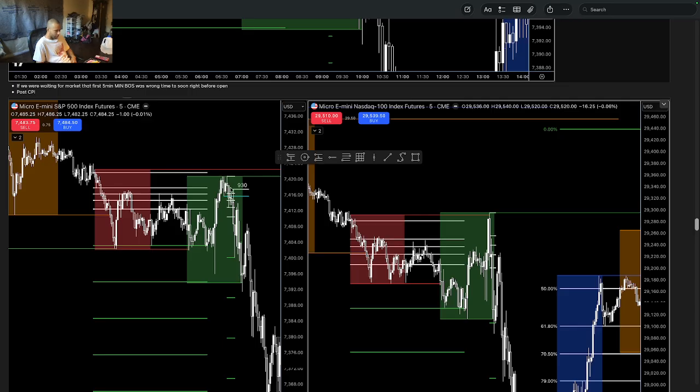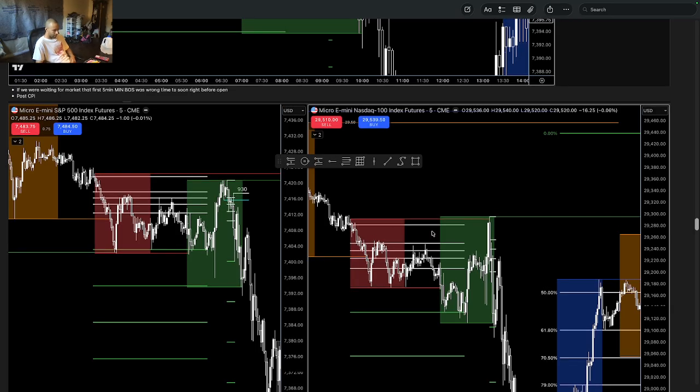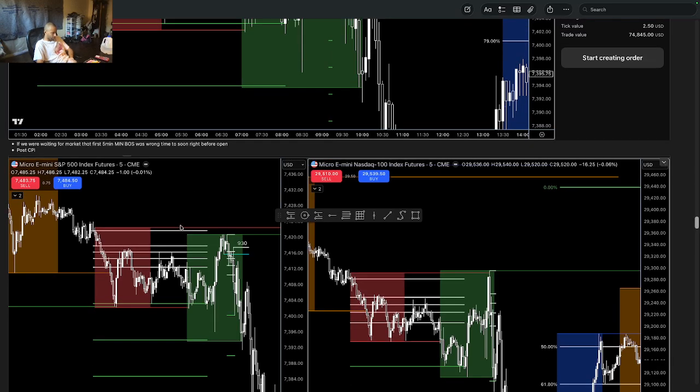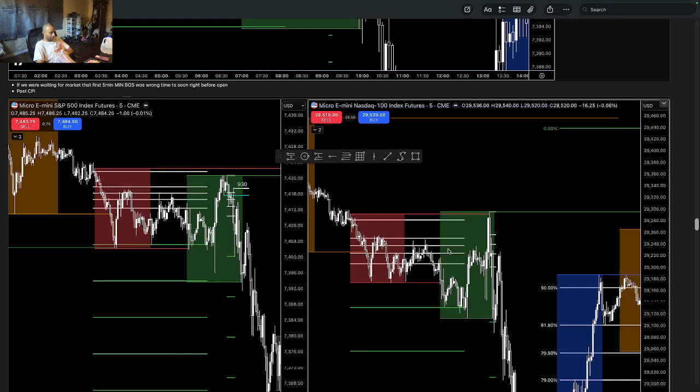This isn't too much consolidation, and there's an SMT. This is a reasonable move, though it's not deep in a range. It is in an OTE up in range. And there's an SMT. So the 5 minute breaker structure is pretty clean.